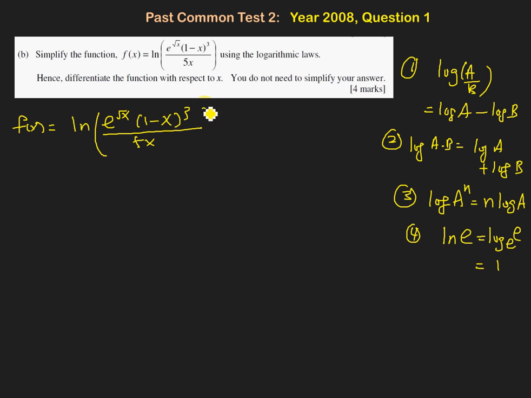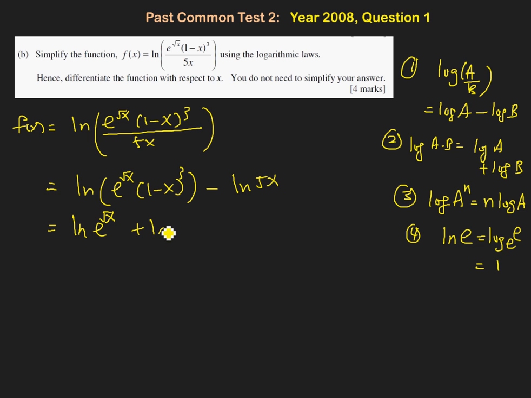x cubed, 5x. Now immediately you know that the division rule, or the rule of difference, applies here. Okay, so I'm using the first rule written here, and this is a product of two functions, so rule number 2 seems useful.